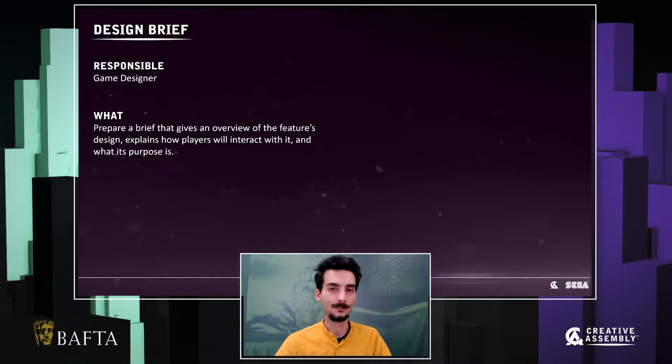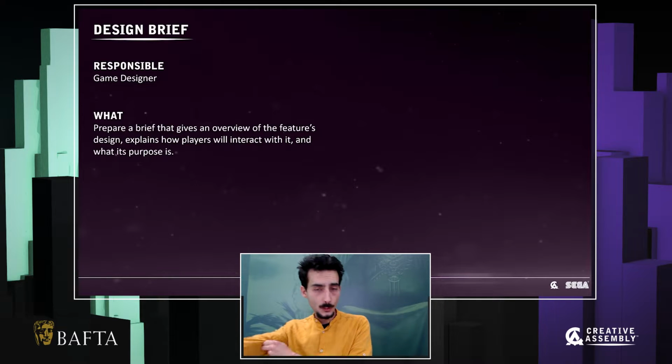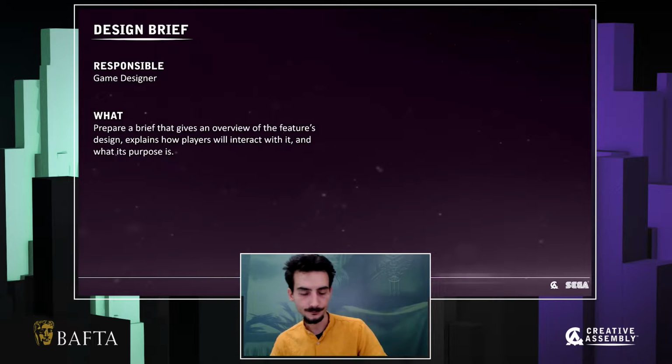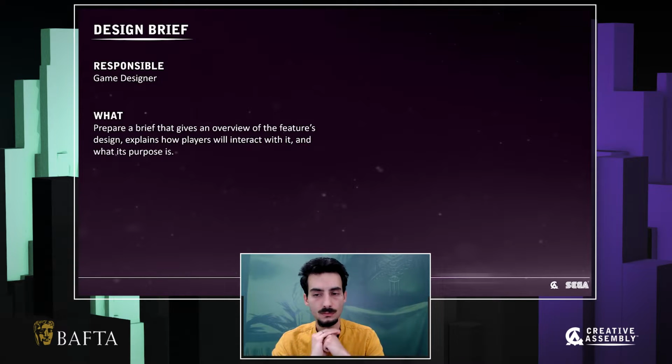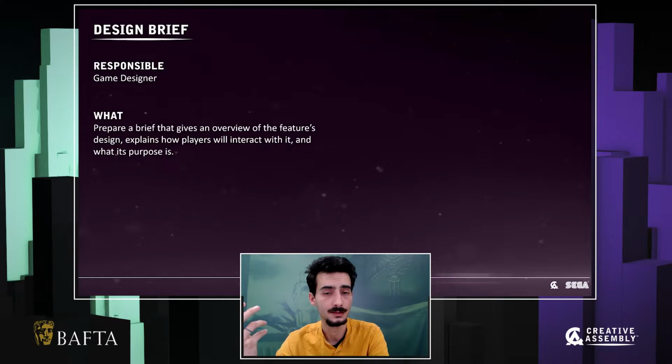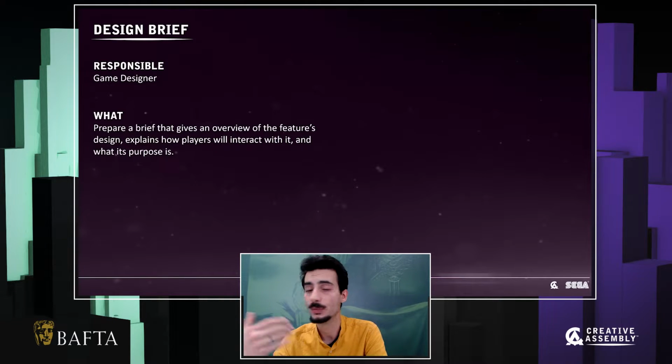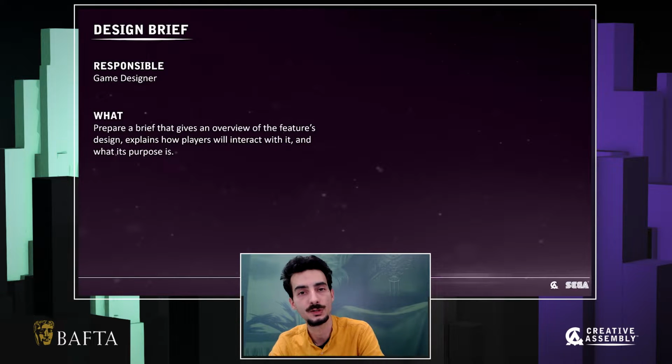And let's start with the very first step, the design brief. This is the starting point, right? So design brief is mostly the responsibility of the game designer. It is them taking the feature design that they've done already and then basing themselves on that, preparing a brief that gives an overview of the features as designed, explaining how players will interact with it, what its purpose is, what are the different systems and mechanics that are going to be in it and that we will need to consider and expose to the player so that they can interact with them or inform themselves about it.